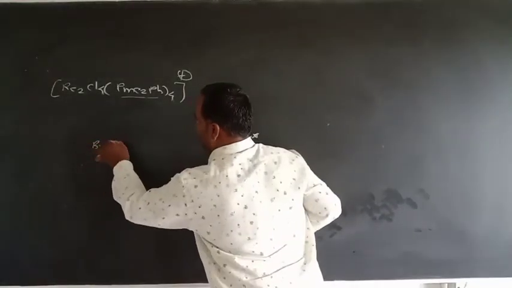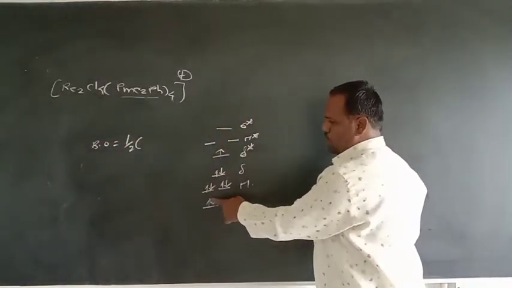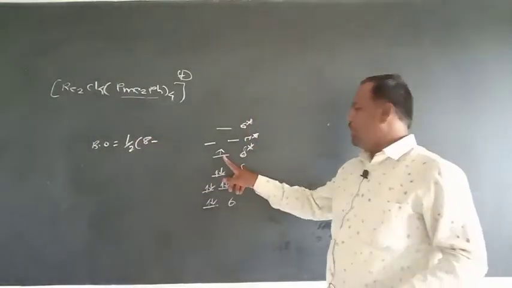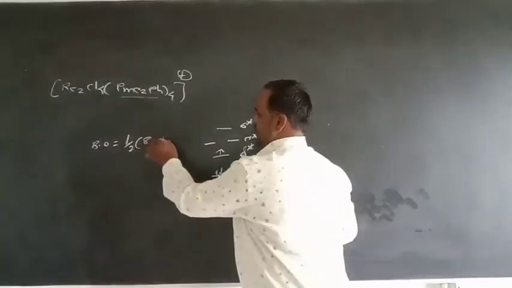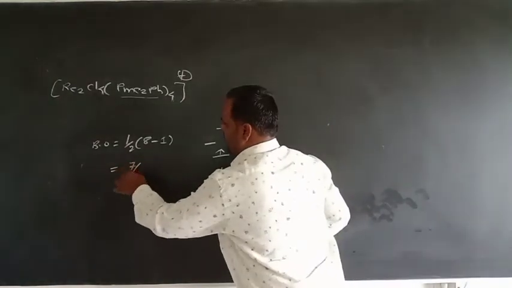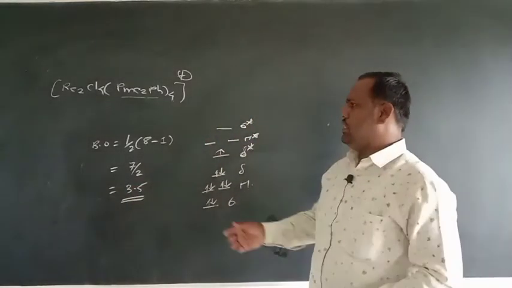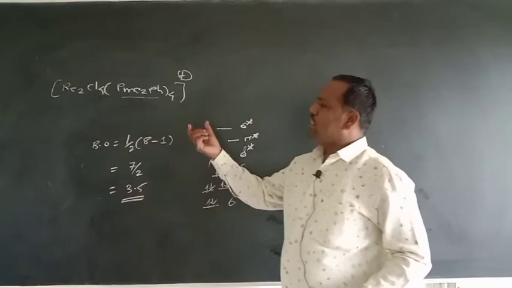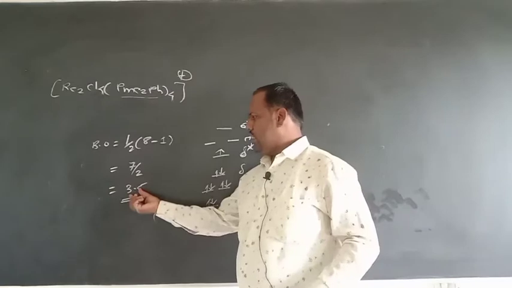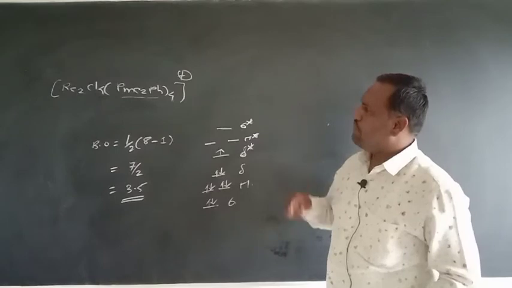Bond order is equal to 1/2 into the number of electrons in bonding molecular orbitals, that is 2, 4, 6, 8, minus the number of electrons in antibonding molecular orbitals, that is only one electron. So 8 minus 1, 7, divided by 2, which is equal to 3.5. So the bond order of this complex is 3.5. It is a fraction. So this is regarding Re2Cl4(PMe2PH)4 having +1 charge.